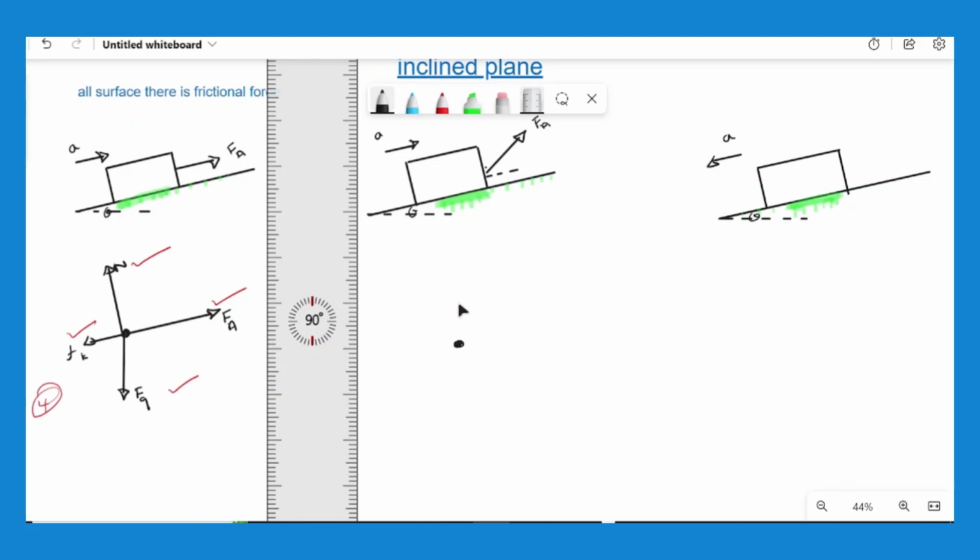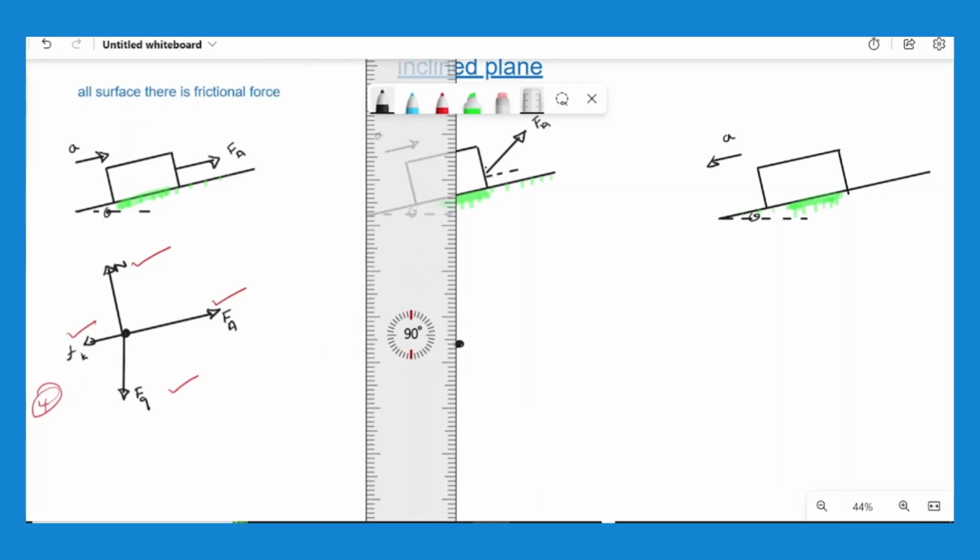Weight acting straight downwards there. Forces are always pointing away from the dot. And the normal force, I can't draw the normal force straight up like that because my surface has to be perpendicular to the object.